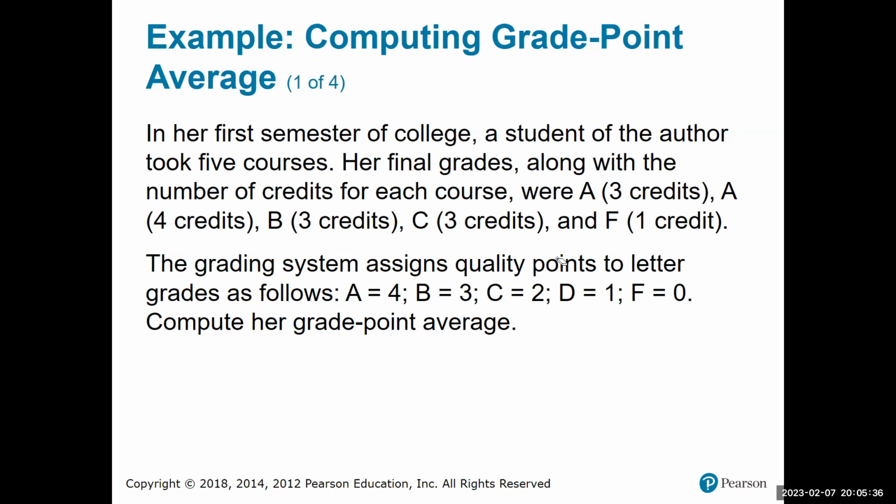The grading system assigns quality points to letter grades. So A is worth 4 points, B is worth 3 points, C is 2, D is 1, F is 0. So this is sort of standard. And we're asked to compute her grade point average. I think I can do it right here. So X bar is the sum of W times X, the weight times the data value, divided by the sum of the weights.